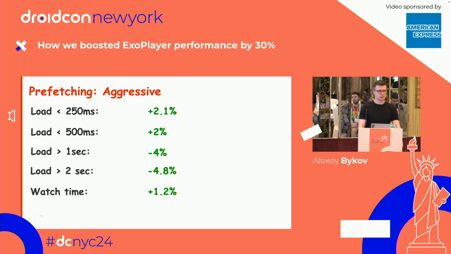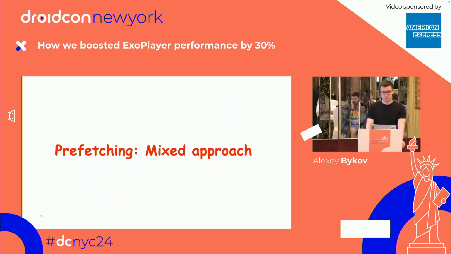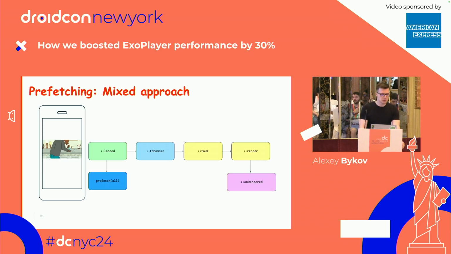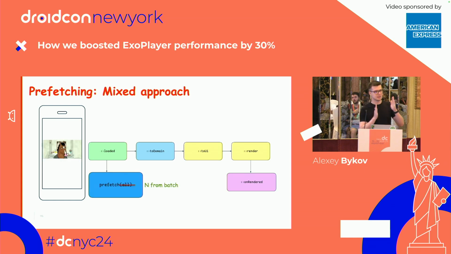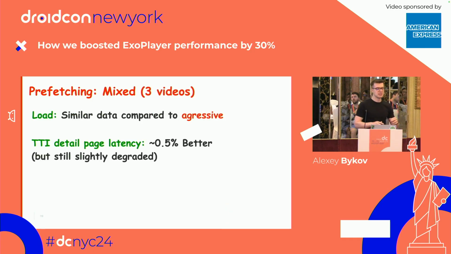Results are way better. For example, video loading over 2 seconds decreased by almost 5%. But we have a lot of requests, and we started to see TTI actually increase on some detail pages, which is also not good. And now we're trying a mixed approach. By mixed approach, I mean that instead of prefetching all videos, it can be a bit more pragmatic to prefetch n videos, and that n value we still need to find. For example, if we prefetch 2 videos, and prefetch the remaining videos once we have the on-rendered callback, it's going to behave, I would say, really similar to aggressive, but TTI is not going to be that much affected. So it's going to be 0.5% better.